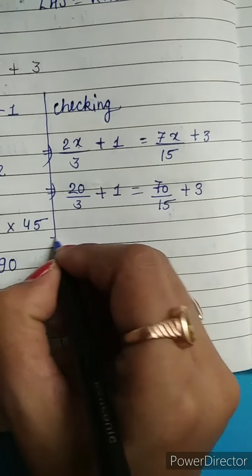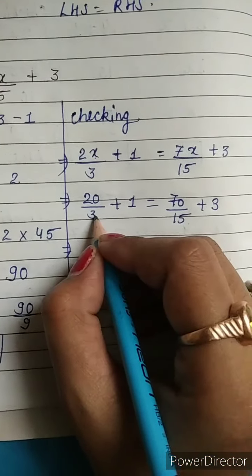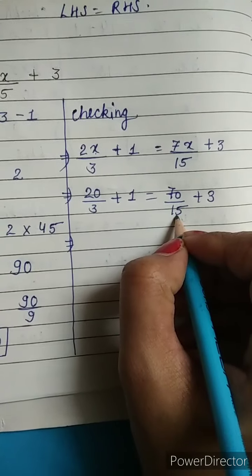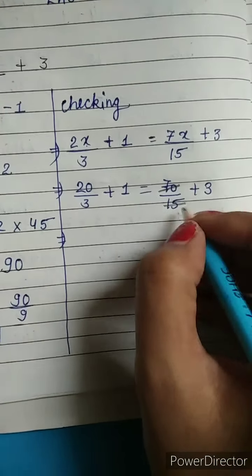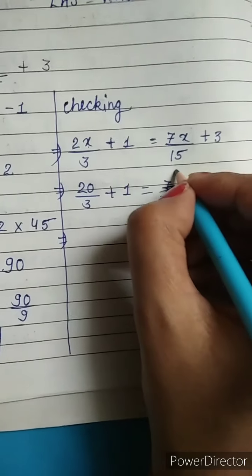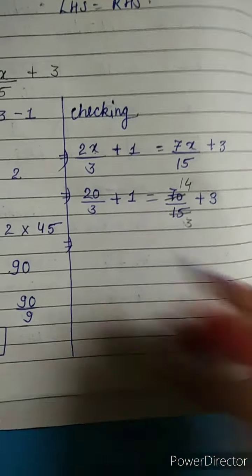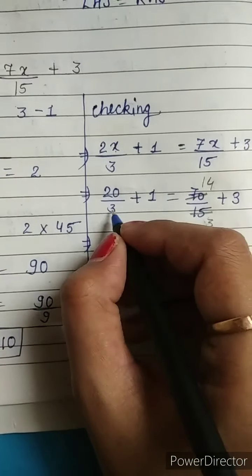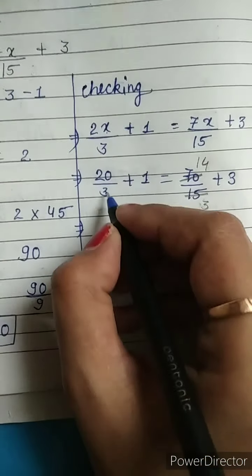If we reduce any term, we will reduce here 20 and 3 will not reduce each other, but 70 and 15 will reduce. 70 and 15 will reduce from the table of 5. 15 goes 3 times and 70 goes 14 times. Okay, now 20 by 3 will go here by the cross multiplication that I explained already.